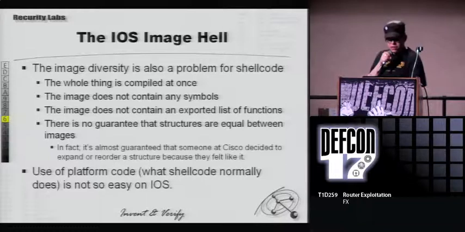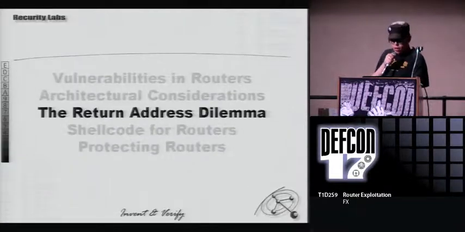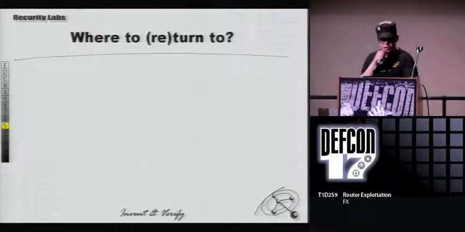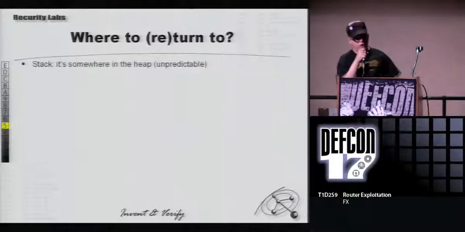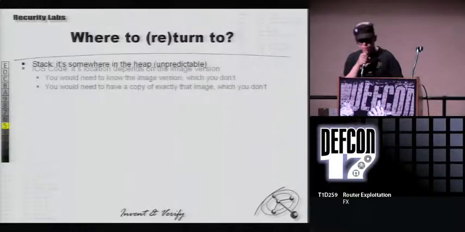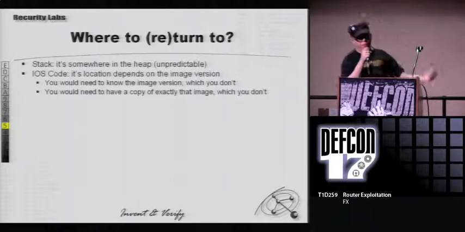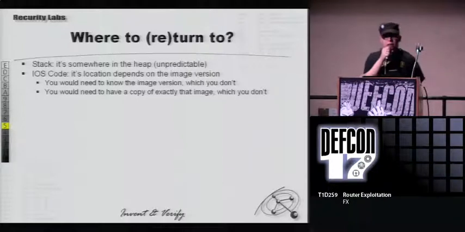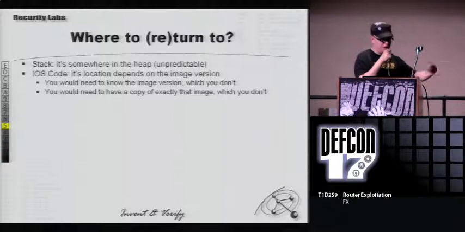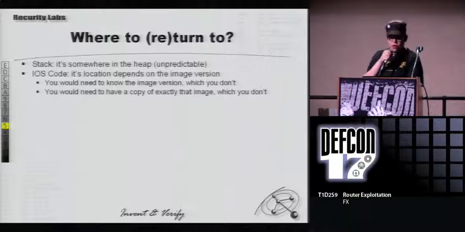So using platform code is actually hard, because we have this return address dilemma first. Where could we return to? The stack we already discounted. It's somewhere on the heap, very unpredictable. IOS code is image dependent. We have a shitload of images, so we have no idea where that should be. You would need to have exact version information for the image, which you don't. And you would also need to actually have that image, because you need to disassemble it and find the function that you want to jump to. So you don't have that either.